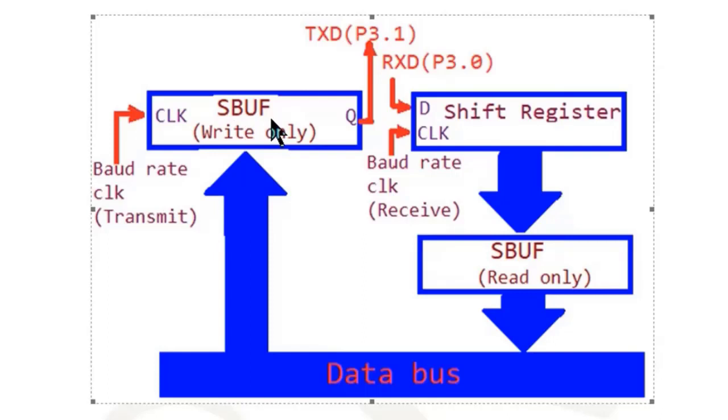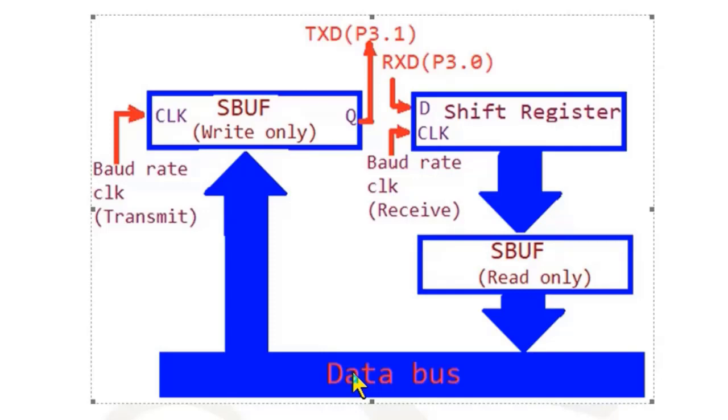Now, the SBUF register related to the transmitter: how does it function? This is the data bus, meaning the microcontroller data bus. If the microcontroller wants to transmit a particular data, say we want to transmit the data A, where A is a character to be transmitted from the microcontroller to other devices.